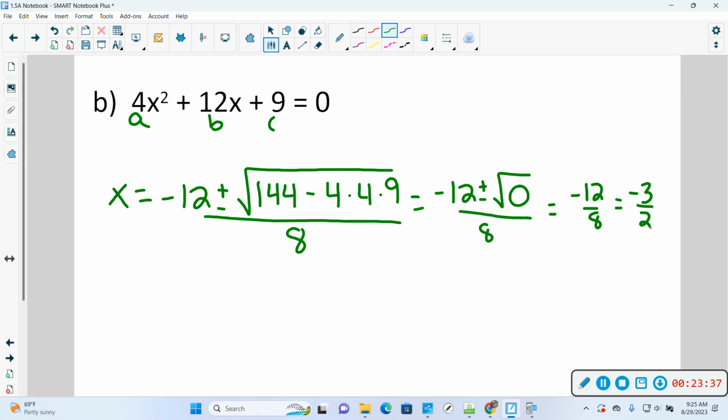Okay, question though. Aren't we supposed to have 2 answers? Yes, no, yes, no. First question, are we supposed to have 2 answers? Yes. Do we? Technically, we do have 2 answers. They're just both the same. Because negative 12 plus 0 is negative 12, and negative 12 minus 0 is negative 12. Do you need to write it twice? No, but just recognize we do have 2 answers. They're just both the same.